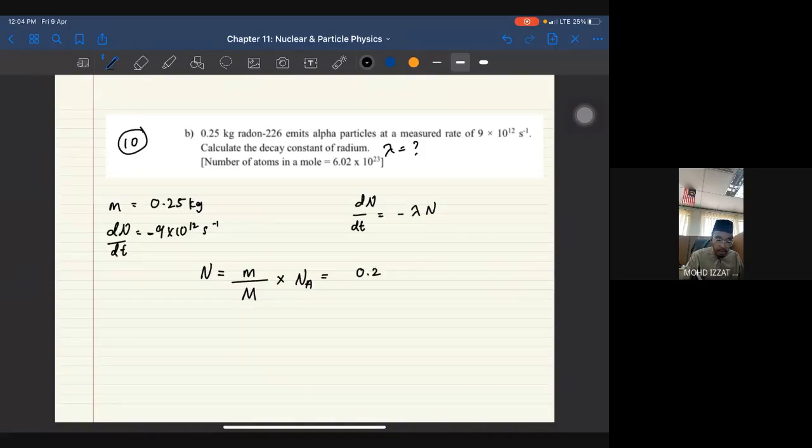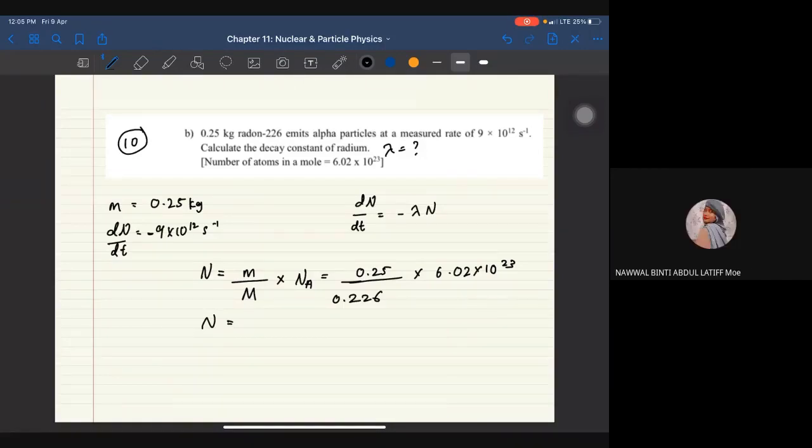So 0.25 divided by 226. But remember, this one, the unit is in gram, but your 0.25 is in kilogram. So I convert one of these. I convert yang bottom tu kepada kilogram. So become 0.226. Multiply with Avogadro's number. Your numbers of nuclei should be 6.66 times 10 to the power of 20. Good.